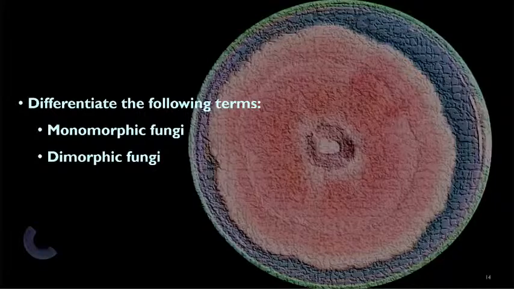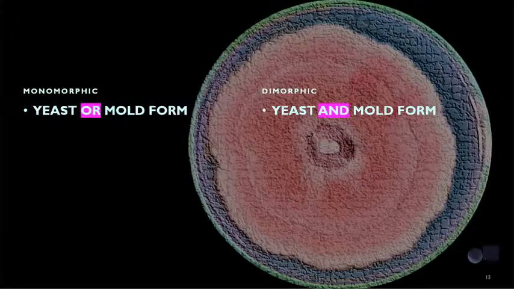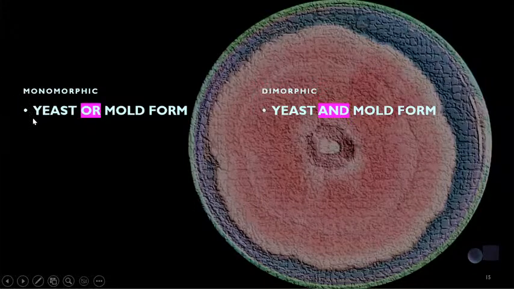A monomorphic fungi can only exist in yeast or mold form. But a dimorphic fungi can exist in both mold and yeast forms. Okay, so it's a matter of and or. Alright, so don't confuse yourself. When it says mono, we're only talking about one. So it's either yeast or mold form only. Not and. Okay, that is for dimorphic.